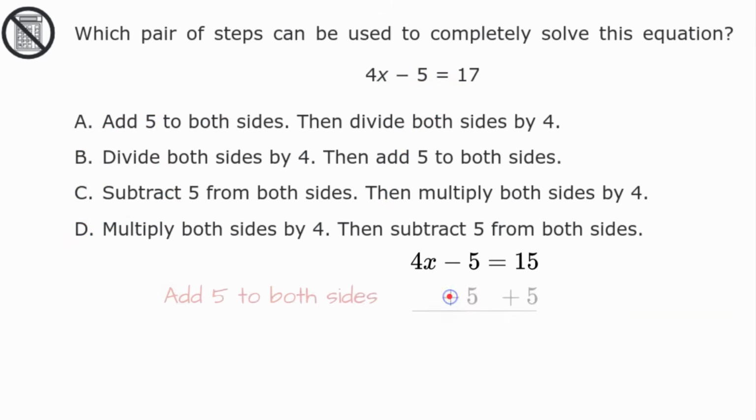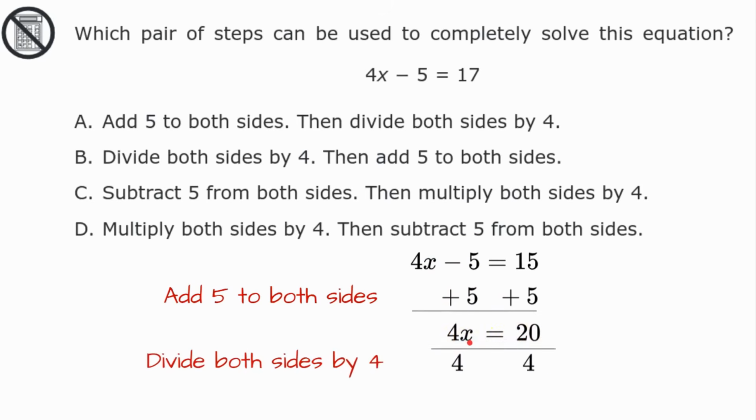If I were going to solve this, first I would add 5 to both sides to isolate the variable term, creating this zero pair right here and leaving me 4x equals 20. My next step would be to divide both sides by 4, and the solution is x equals 5.